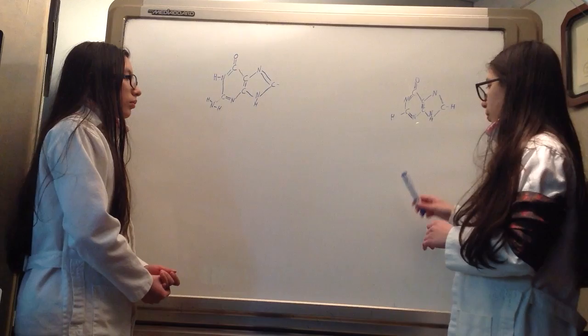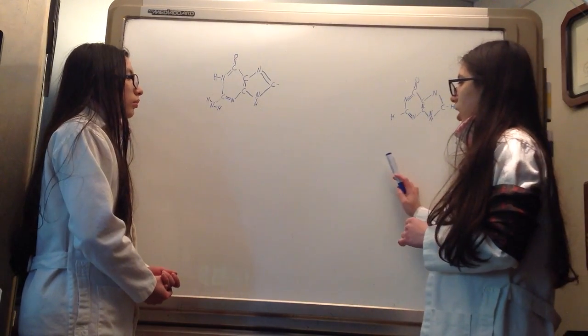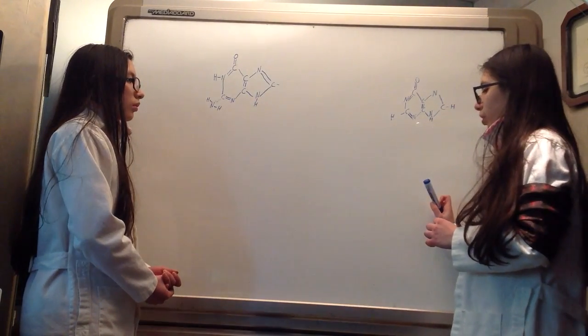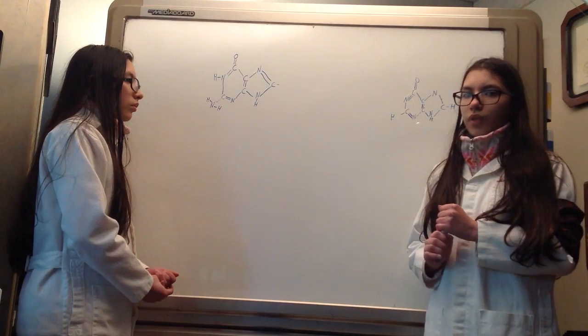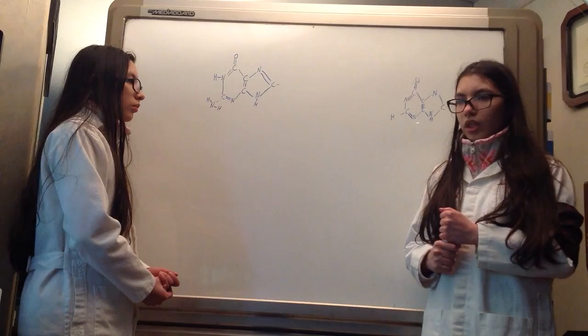And the other pathway in the salvage pathway is that we can take adenine free in the cytoplasm, and with 5-phosphoribosyl 1-pyrophosphate, it is converted into AMP and pyrophosphate.